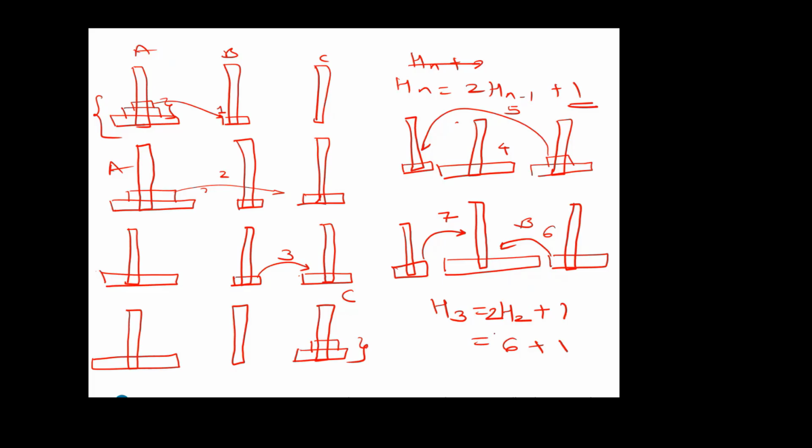So if you want to find out what H4 is, I don't have to see all the transitions now. I can say that it is twice H3 plus 1. My H3 is 7, so 2 multiplied by 7 plus 1 will take me 15 moves, and so on. So if you plug in the values, you will get the correct number of moves that the Tower of Hanoi equation will need. Okay, so any problem which can be broken down into a sub-problem of itself, we are calling it a recursive relation.